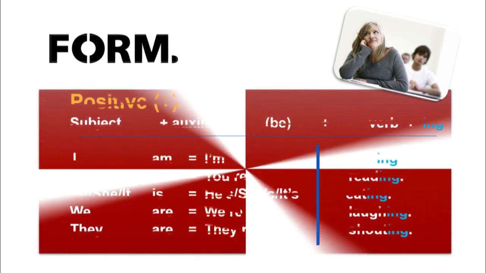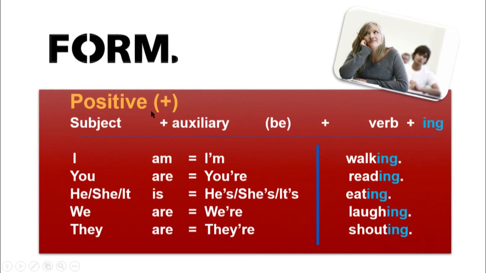Now, from all of these examples, I want you to induce the form of this tense. First, we will talk about the positive, affirmative sentence. Here is a summary of the form in the positive sentence. I have the subject pronoun or the subject noun, plus auxiliary be, plus V-ing, which means verb plus ing. As you see here, the seven subject pronouns.